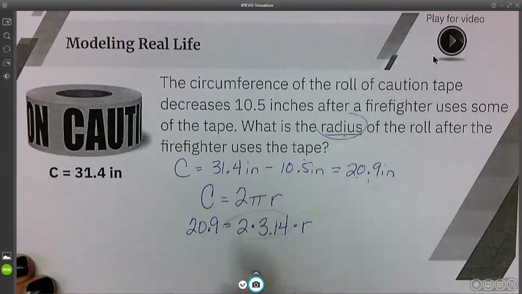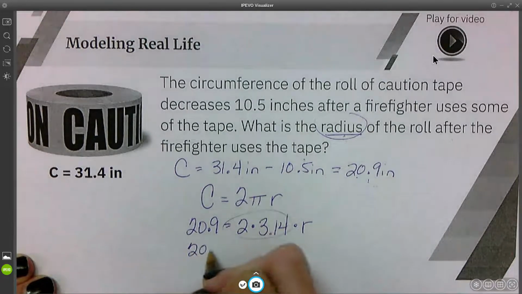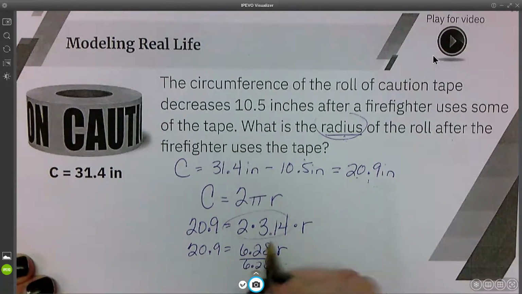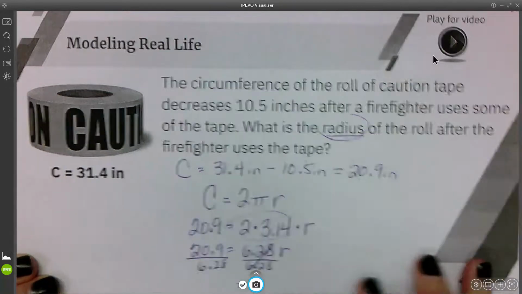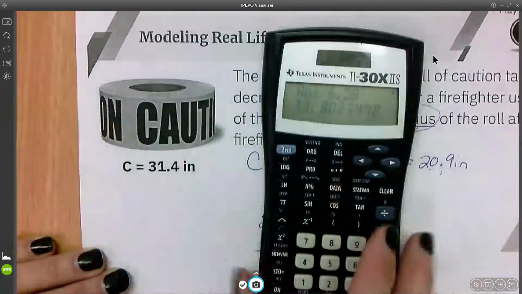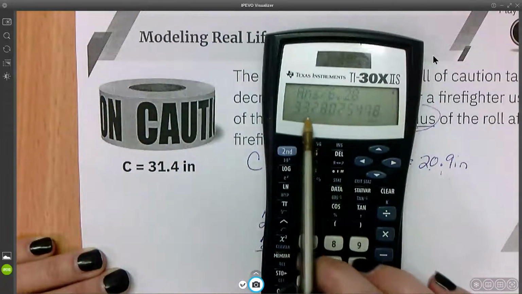I can simplify by multiplying these two, and I get 20.9 equals 6.28 times r. And then to solve for r, we undo the multiplication with division. I divide it on this side, I divide it on this side, and I end up with r being equal to, as you can see here on the calculator, 3.32.